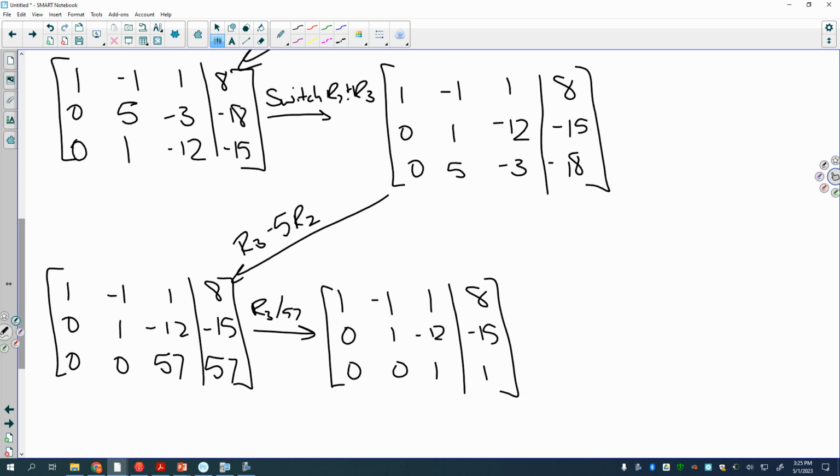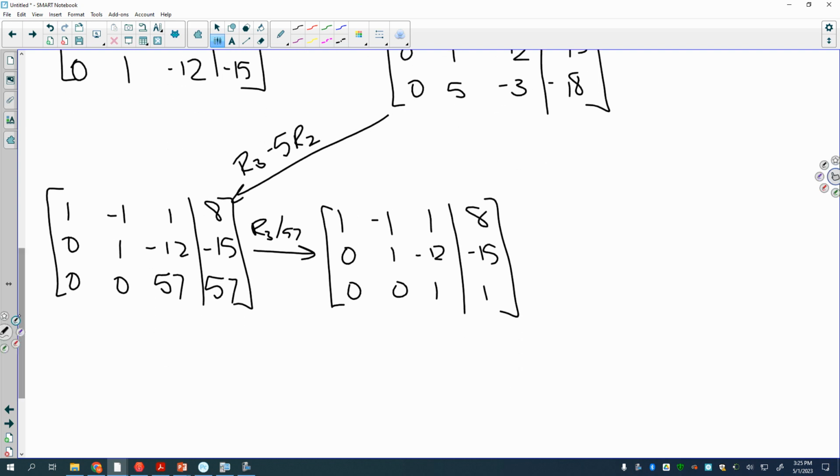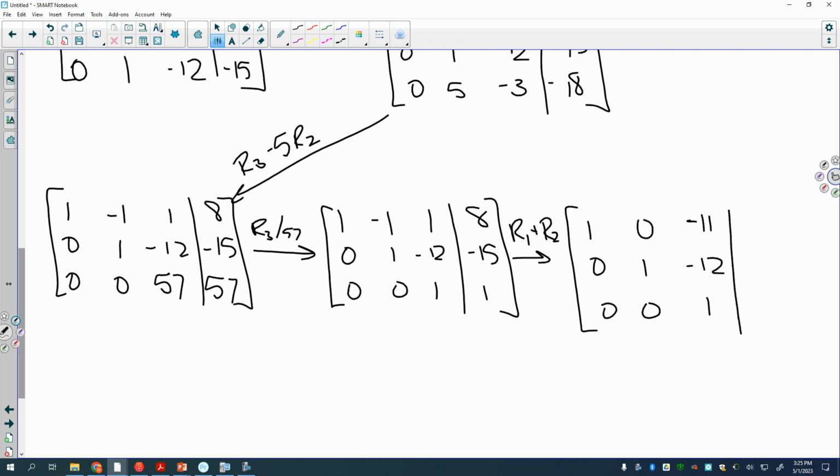Now, it doesn't really matter what order I go through, but I want those top 3 right entries to be zeros. So a couple of ways to go about it. I'm going to do row 1 plus row 2. And that means row 1 becomes 1, 0, and negative 11. Row 2 stays the same, and row 3. Now row 1 plus row 2, this becomes a negative 7.